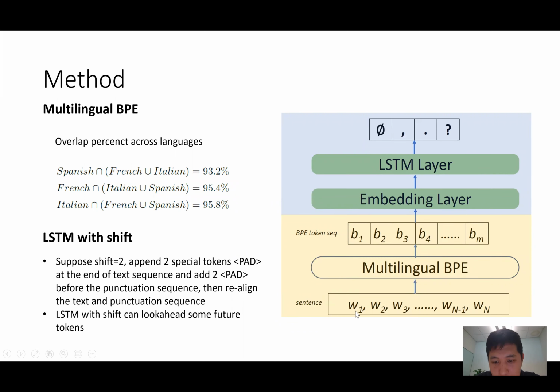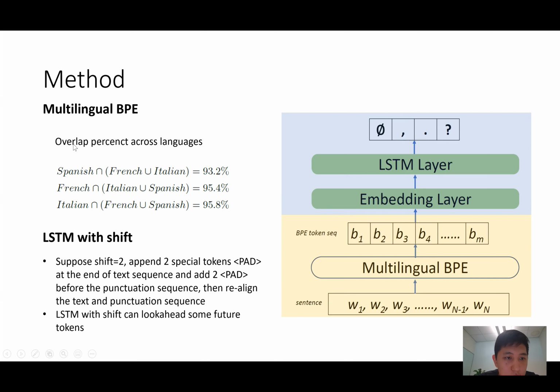This is our method. Firstly, we put the sentence into the multilingual BPE component to split the words, and then we get the BPE tokens. Our neural network is BPE token based. We put the BPE tokens through the embedding layer and the LSTM layer to predict the punctuation.